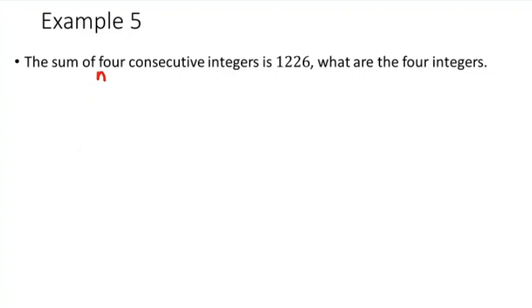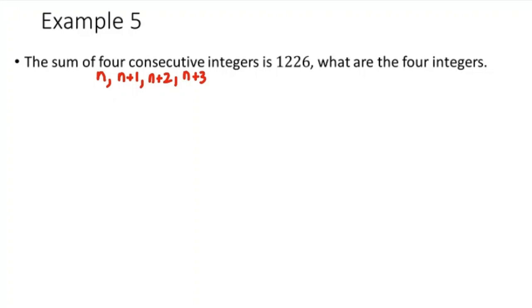Well, for the next integer, we would add 1. So for example, if I start with 0, and I want to know what comes after it, I just add 1 to get 1. So if I start with n, the next integer would be n plus 1. Now I have 2 consecutive integers, but I still need 4. How do I find the next one? Well, I add 1 again. I get n plus 2. Since I need 4 consecutive integers, I'm going to add 1 again. I get n plus 3. So my 4 consecutive integers are n, n plus 1, n plus 2, and n plus 3.